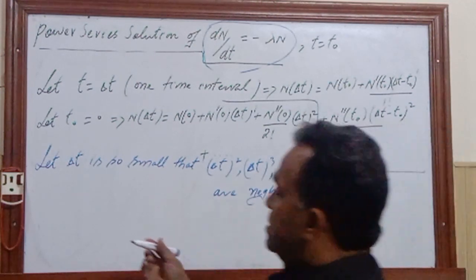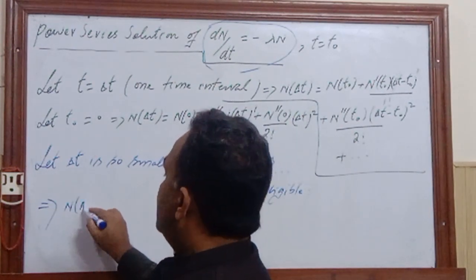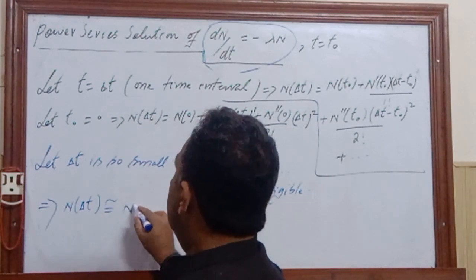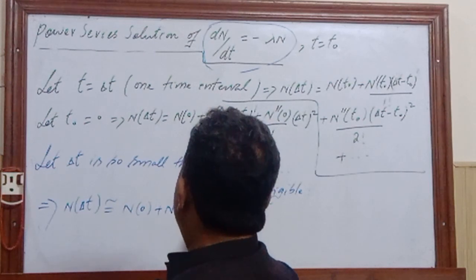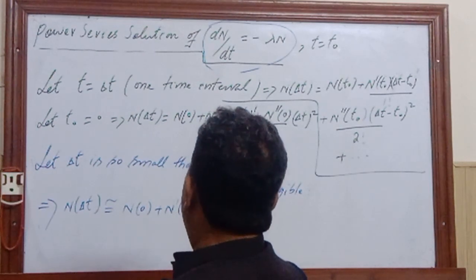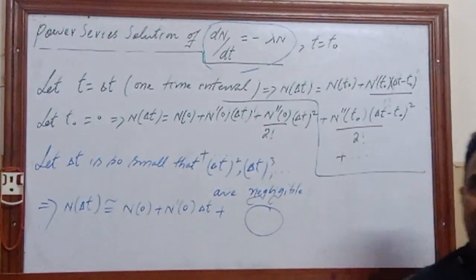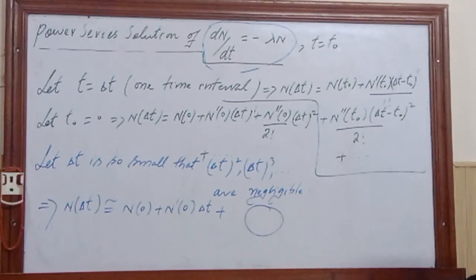So this means here N of delta t will now be approximately equal to N of 0 plus N dash at 0 times delta t, and all the other terms are assumed to be 0 on account of this approximation, on account of this truncation, right?